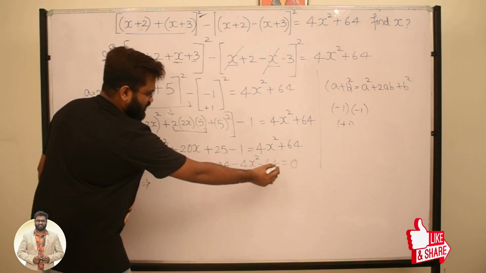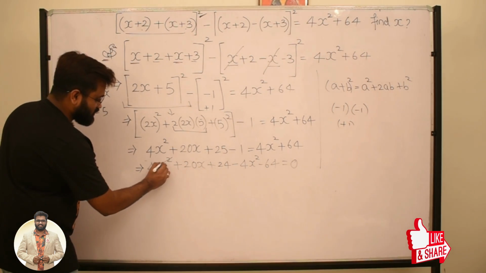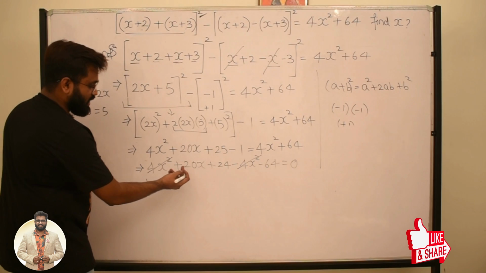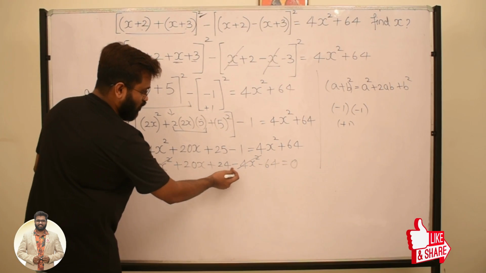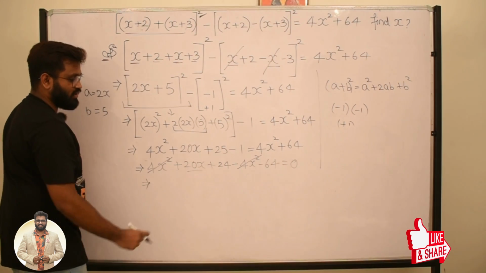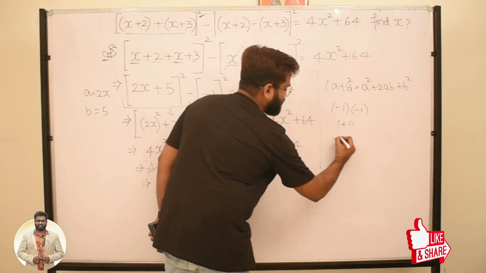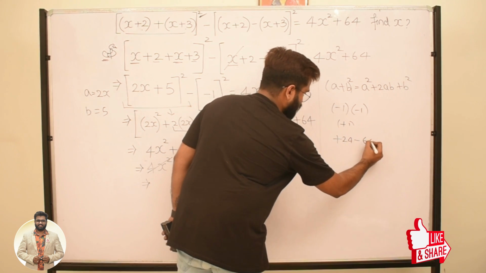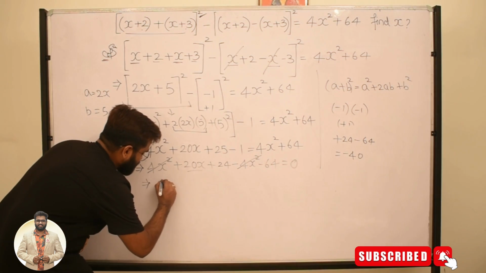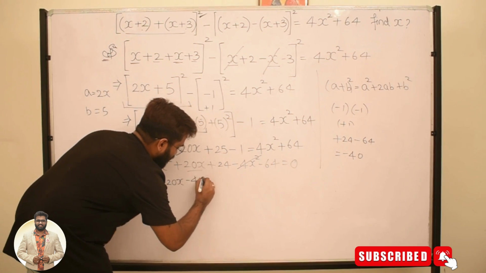4x², if you can see, you have to check and reduce. I am finding x. To reduce this, 4x² minus 4x² gets cancelled. The remaining terms are 20x + 24 - 64. I cannot solve this with any of the terms because I don't have any like terms, but I can simplify the numericals. What are the numericals I have? Plus 24 minus 64 is equal to minus 40. So 20x minus 40 is equal to 0.